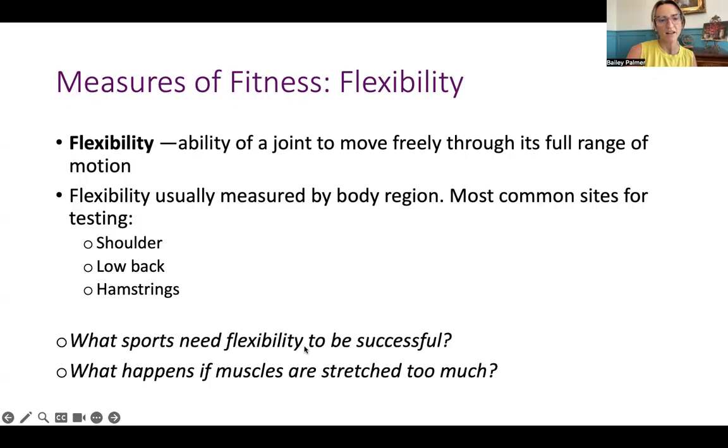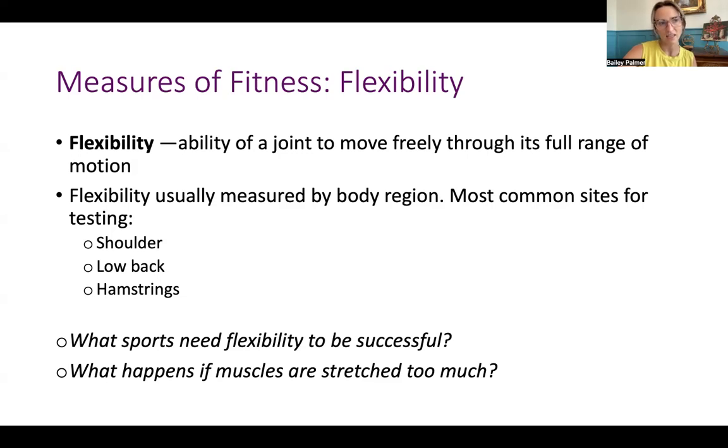very tight. And so let's think what sports need flexibility to be successful. We can go back to what we said earlier about gymnasts, dancers need to go through large range of motions. And then you think of somebody who's pitching or throwing, they need flexibility at the shoulder. You think somebody who's weightlifting, they need low back flexibility, probably some shoulder flexibility. A lot of sports need hamstring flexibility, especially if they're kicking sports or running sports.